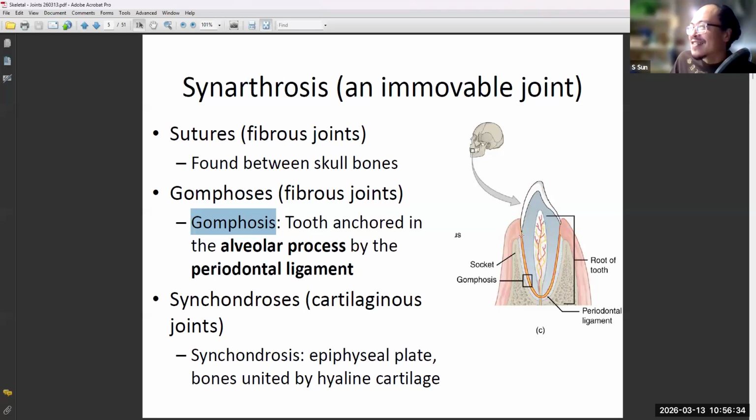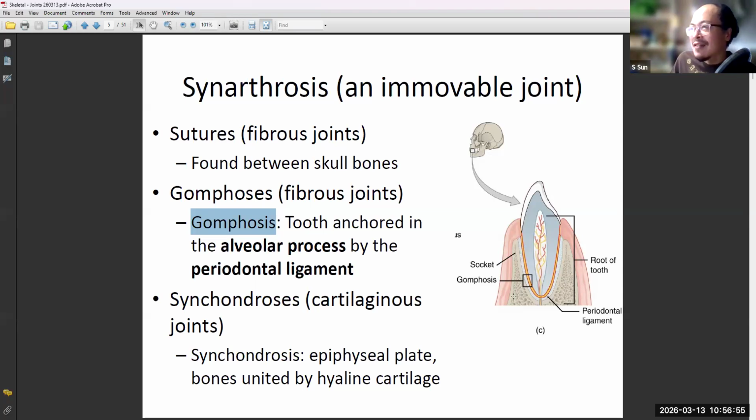So we want to make sure you use your floss to clean it, and maintaining your dental hygiene is very important. We don't want to lose this piece, otherwise the tooth is gonna fall off. So that's the gomphosis.